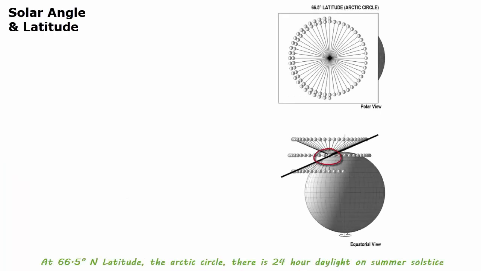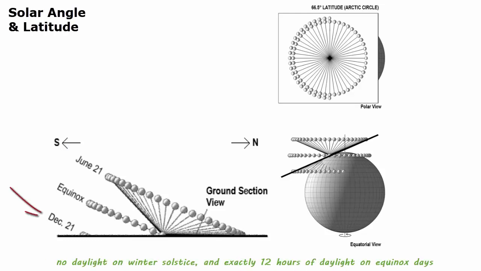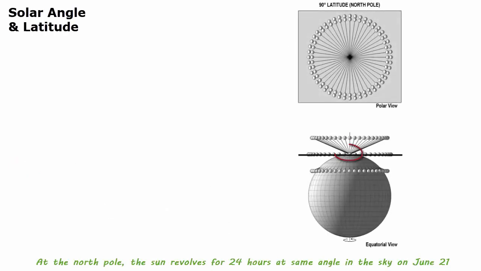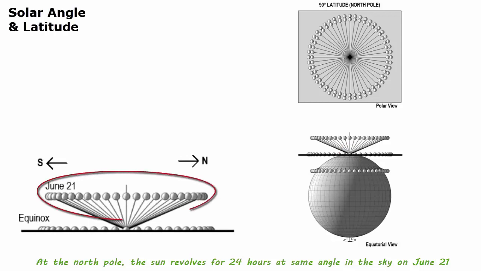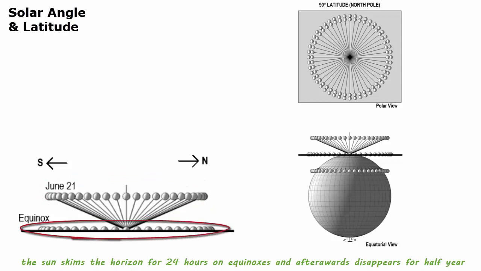At 66.5° north latitude, the Arctic Circle, there is 24-hour daylight on the summer solstice, no daylight on winter solstice, and exactly 12 hours of daylight on equinox days. At the North Pole, the sun revolves for 24 hours at the same angle in the sky on June 21st. The sun skims the horizon for 24 hours on equinoxes, and afterwards it disappears for half a year.